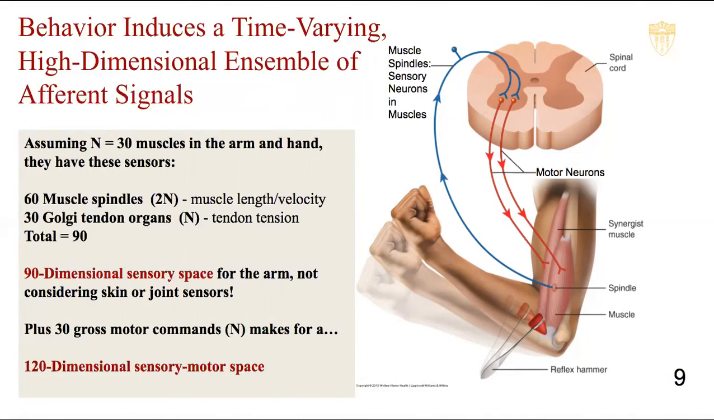Let's assume that there are n equals 30 muscles in the arm and hand. For the stretch receptors, that would amount to 60 muscle spindles, which measure fiber length and velocity, and 30 Golgi tendon organs, which measure tendon tension. That totals to 90 dimensions for the arm sensory space and an additional 30 motor commands. The result is an ensemble of the 120-dimensional sensory-motor space that can classify unique states.